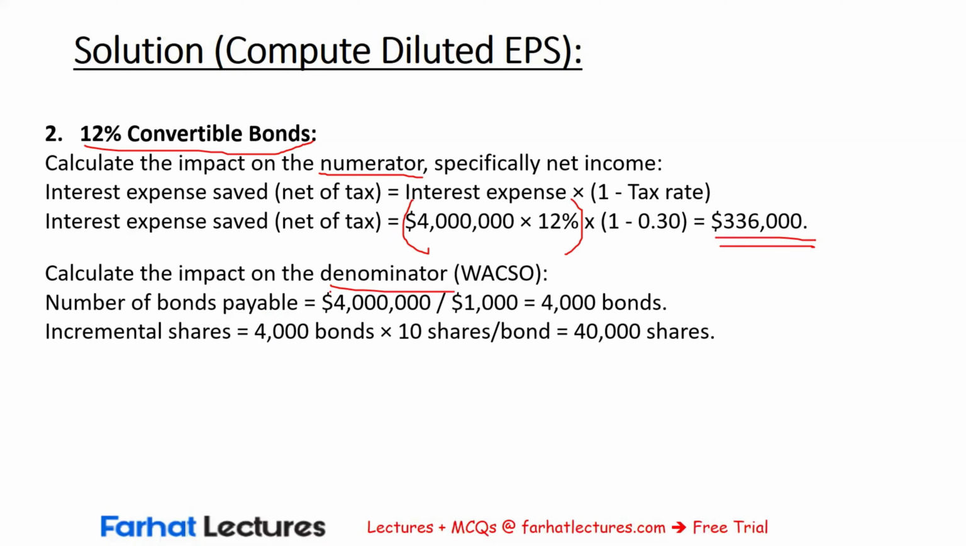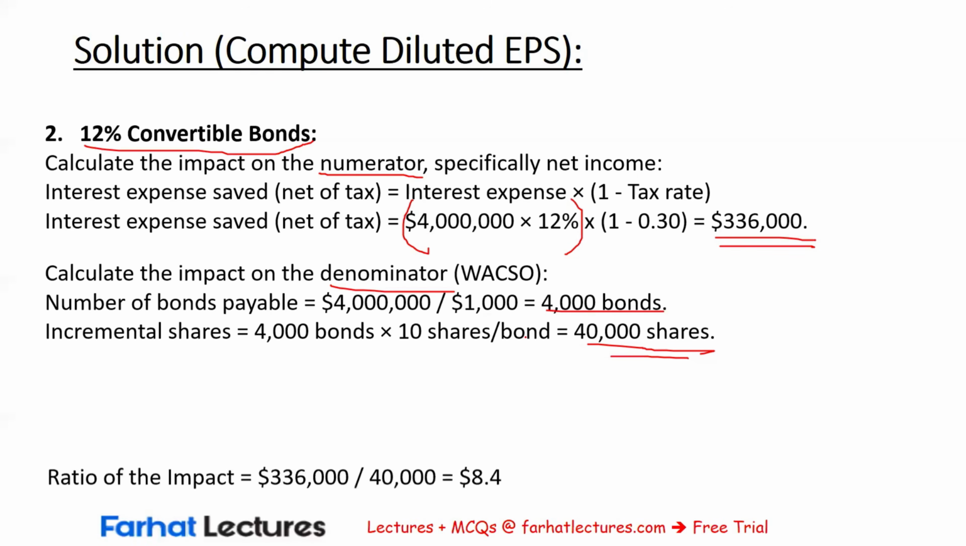We're going to apply the rule of 3 also here. So the number of bonds payable is 4 million divided by the face value of $1 million. We have 4,000 bonds. Incremental shares is the number of bonds multiplied by the number of common shares converted per one bond. So 4,000 multiplied by 10 is 40,000 shares. This is the effect on the denominator.